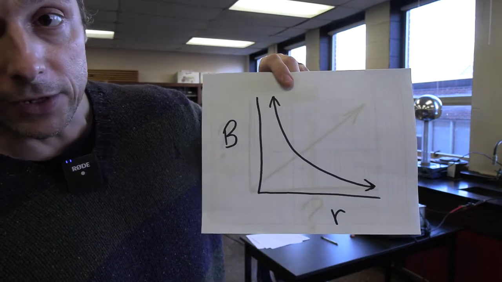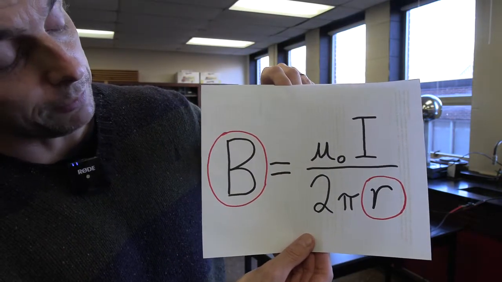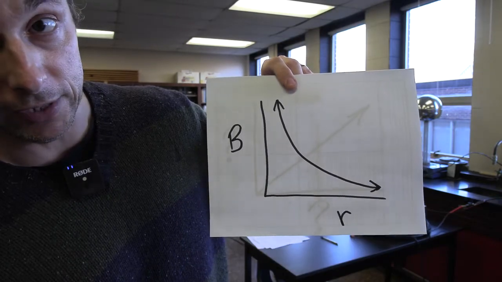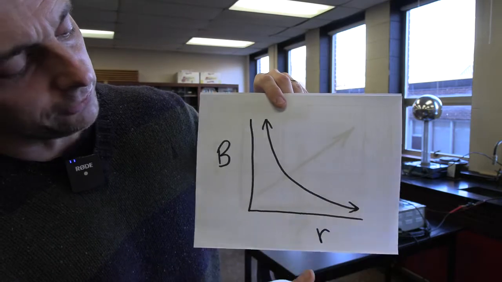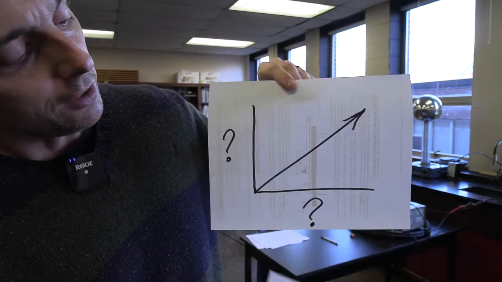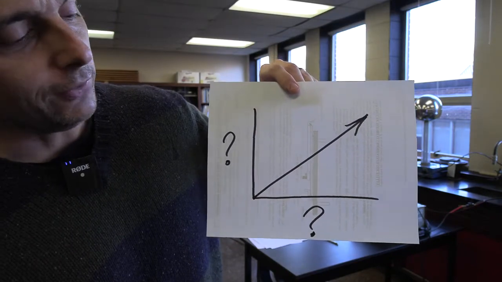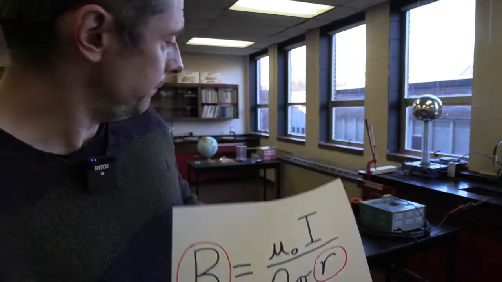And we can plot that, and you know the shape of this, because of the 1 over r relationship in the formula, will be a descending curve like this. What we're going to be doing is doing something to one or both of the variables to produce a straight line graph, and somehow that slope is going to help us determine the mu0 in this equation.